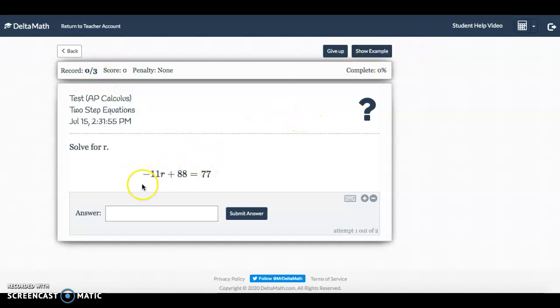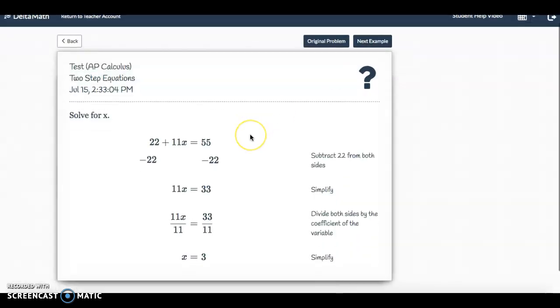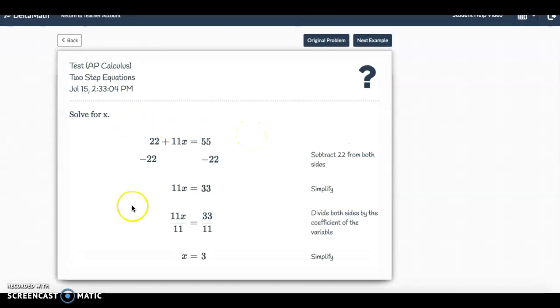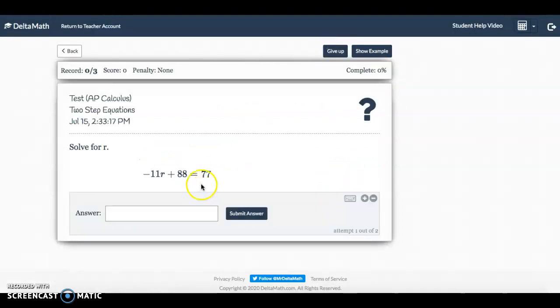If you are very stuck and you have no idea where to start, a great thing that you could do would be to click Show Example. If I show example, it would give me an example of the type of problem I'm working on, and it'll show me the steps for completing it. And then what you can do is, after studying the steps you need to take, go back to your original problem and try them with this problem.